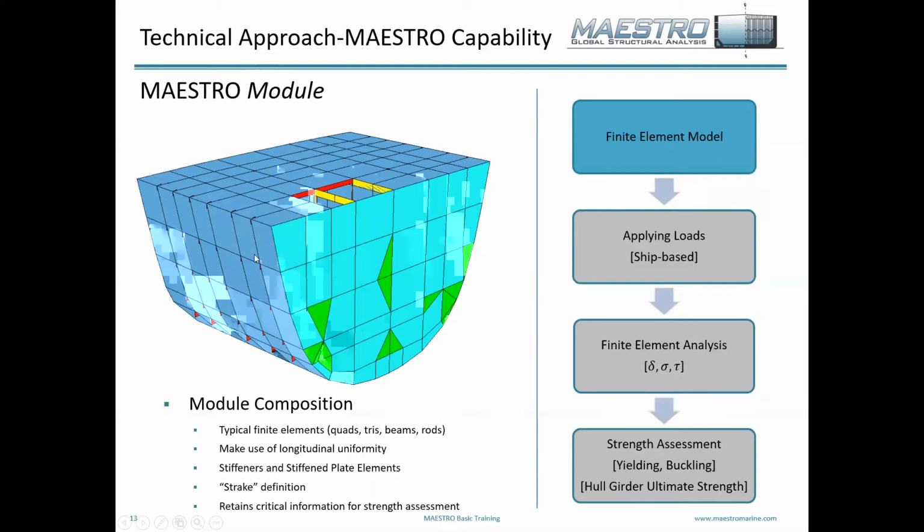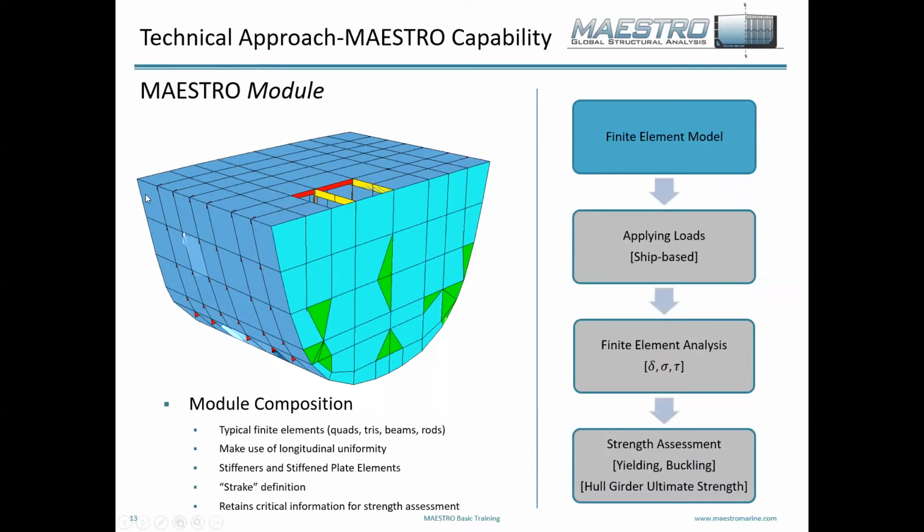If we look at just a single module here, you can see the different types of elements that are represented, and they're all color-coded to make it a little easier for the user to identify. But they're all built up of some typical elements: quads, tris, beams, and rods in here.